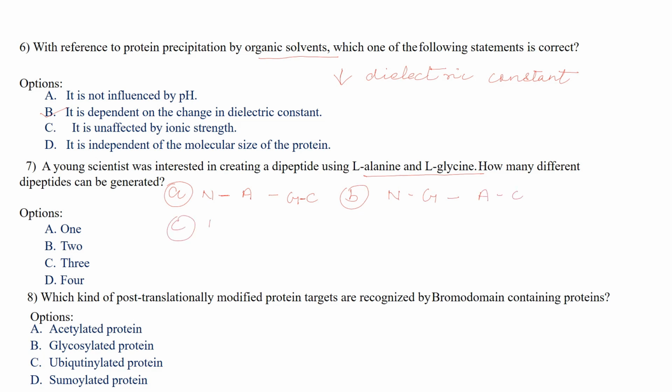Or it can happen that both alanine can form the dipeptide, and in the same way both glycine can form the dipeptide. So a total of 4 combinations are possible. The next question is, which kind of post-translationally modified protein targets are recognized by bromodomain containing proteins? Bromodomains are the protein domains which recognize the acetylated lysines. These acetylated lysines are present on the histone molecules. So our option A, that is acetylated protein, is the correct answer.